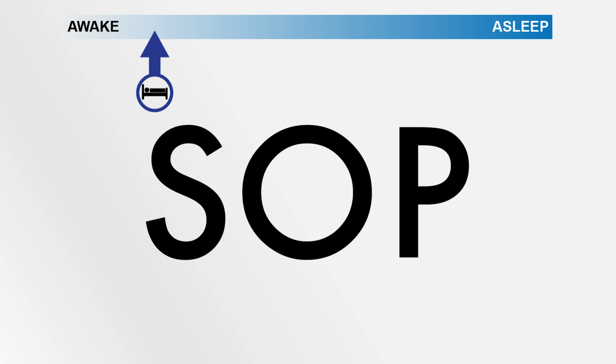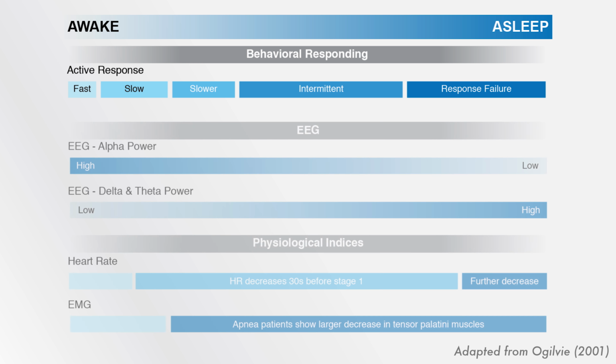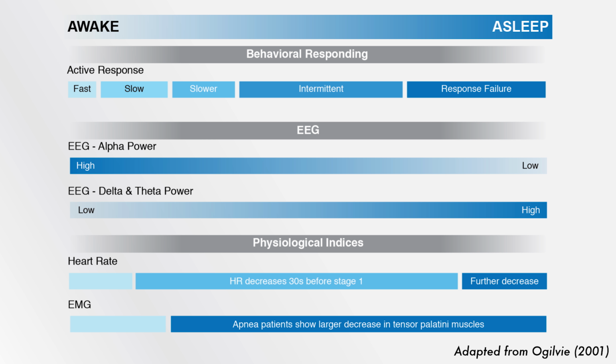The sleep onset process, or SOP, refers to the gradual transition between wakefulness and sleep. Every scientific study thus far has shown the SOP to be a continuous, dynamic process where aspects of behavior and physiology gradually change, but often at different rates and in different directions.